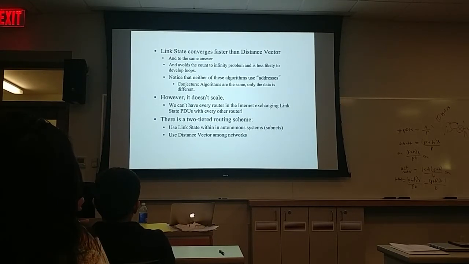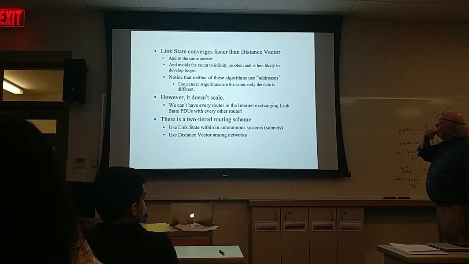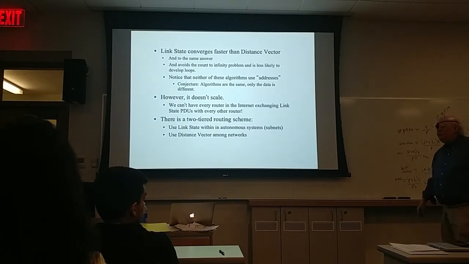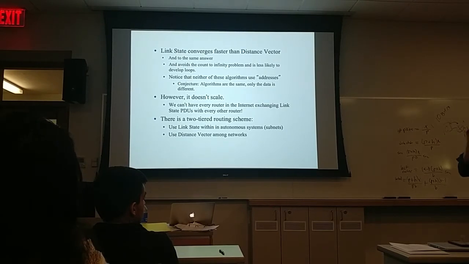Now, link state converges faster than distance vector, and to the same answer, which is good. And it avoids the count to infinity problem and is less likely to develop loops. Notice that neither of these algorithms use addresses. They use the names of the nodes, but just as names of nodes. Later I will talk about addresses as location-dependent, but route-independent identifiers, just like addresses on the city streets, they're location-dependent.